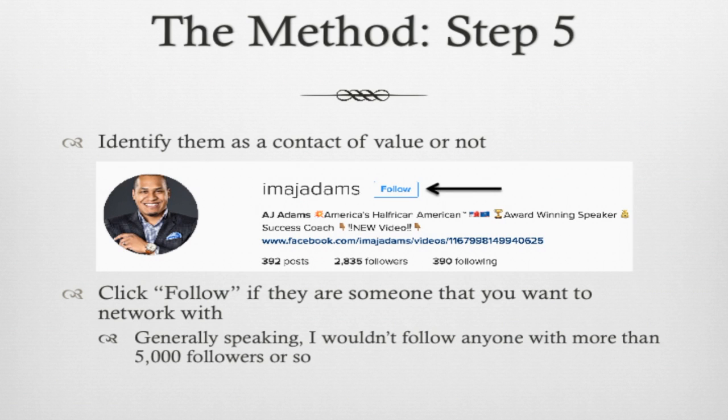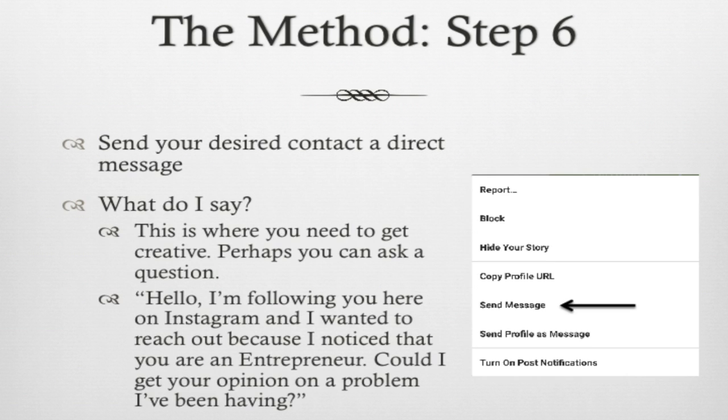So you've identified your target audience, you've identified the relevant hashtags, you've identified somebody who's posting in that hashtag, you've identified them as a high value contact. Now what? Well, you send a message. What do you say? Well, this is where you need to get creative. Perhaps you can ask them a question. Something along the lines of, hello, I'm following you here on Instagram and I wanted to reach out because I noticed that you are an entrepreneur. Could I get your opinion on a problem I've been having?